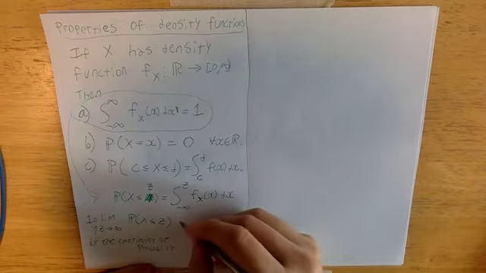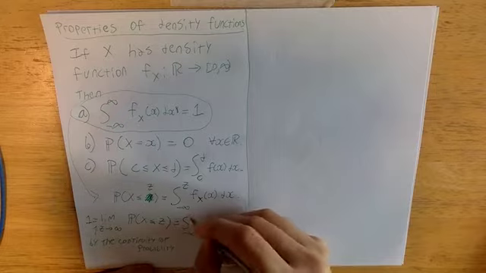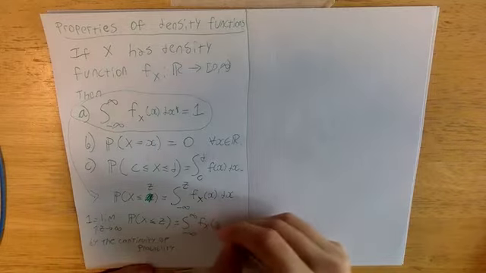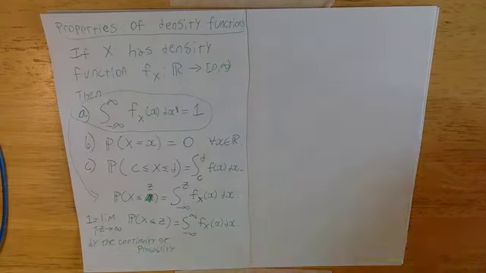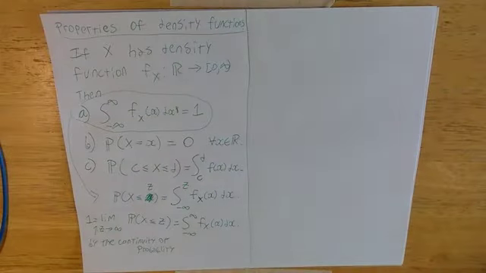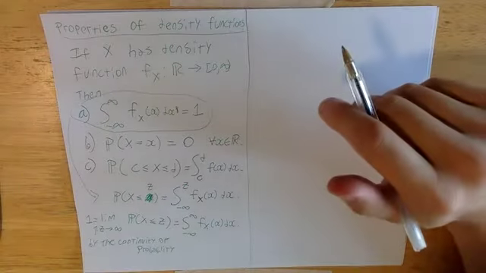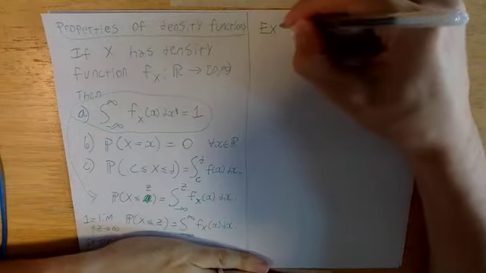By the continuity of probability, this implies that this is equal to the integral from minus infinity to infinity of f of x dx. Okay, so maybe just do another example in terms of area.